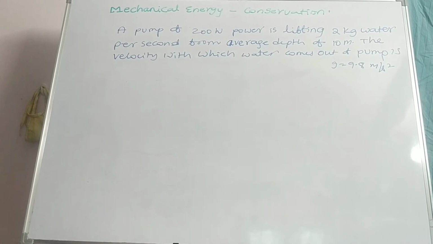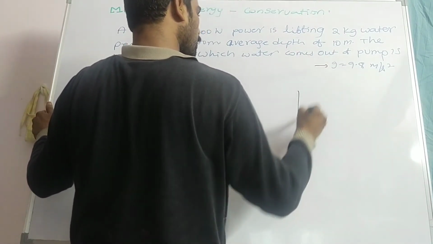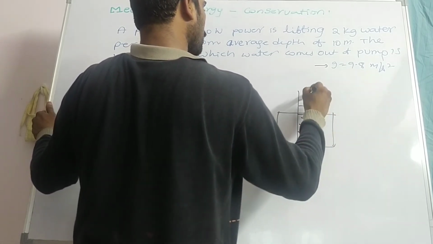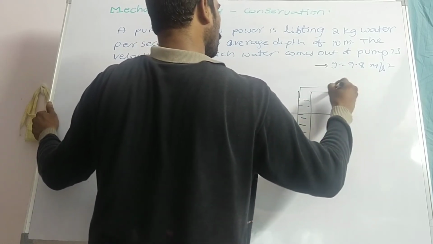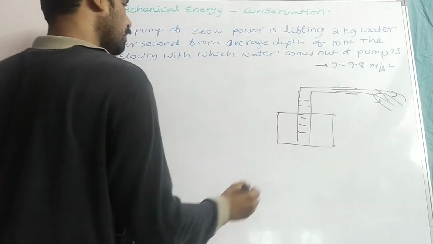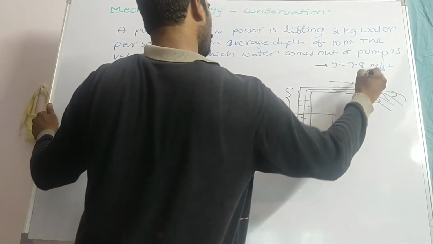So here a pump of 200 watt power is lifting 2 kg water per second from an average depth of 10 meter. The velocity with which water comes out of the pump is asked, g is equal to 9.8 meter per second square given. Of course, from a depth of water, let us consider it is a well. This is the pipe. Water will be given out. Water comes out. So this is the height. Here we have speed V.